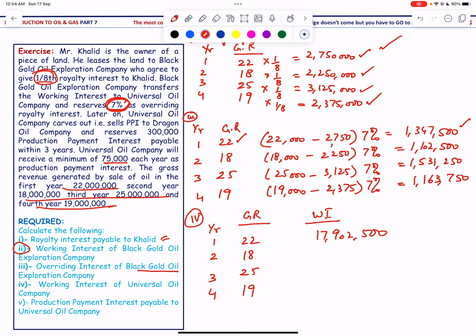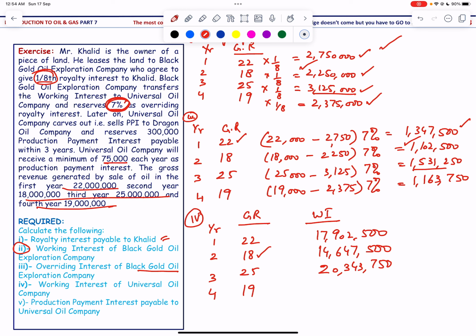of the Universal Oil Company is going to be 17,902,500. For the second year, it will be 18 million minus 2,250,000 minus 1,102,500. So that will give us 14,647,500. For third year, it will be 25 million minus 3,125 paid to Mr. Khalid, and minus 1,531,250. So that will be equal to 20,343,750.